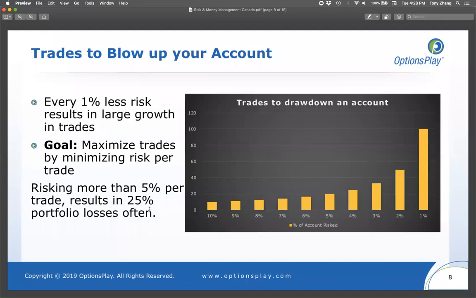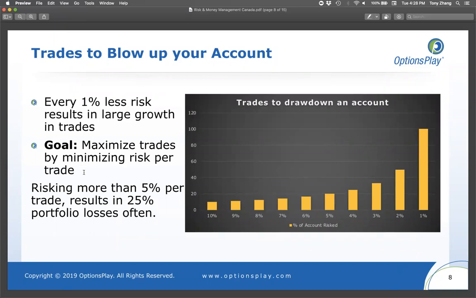So let's go ahead and think a little bit about the number of trades it actually takes to get to that point. For every 1% less that you risk, it results in a very large growth in the number of trades that you can make before you blow up your account.